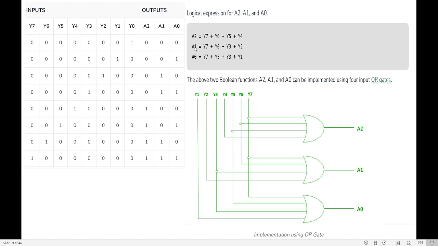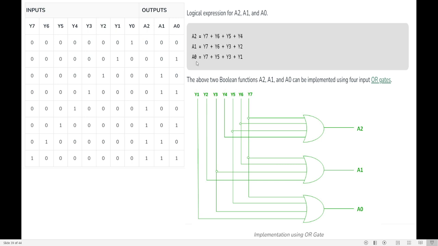Okay, now let us write for A1. Check A1: what are the positions which are high? 1, 2, 3, 4 positions. The first position is high at Y2, so write Y2 plus. The second position is high at Y3, so Y2 plus Y3. For the third position, go and see its respective input which is high: Y6. So Y2 plus Y3 plus Y6. And the fourth one is in this position. Go and check which input is high: Y7. So I have written Y2 plus Y3 plus Y6 plus Y7.